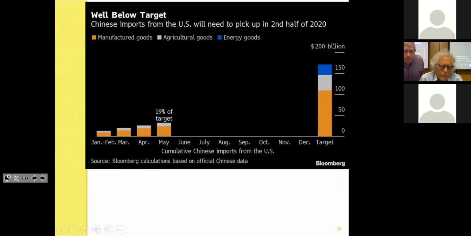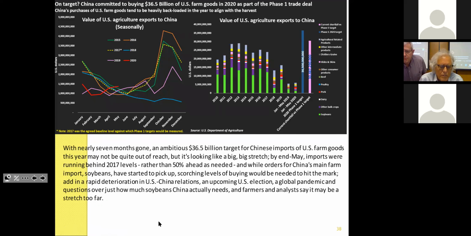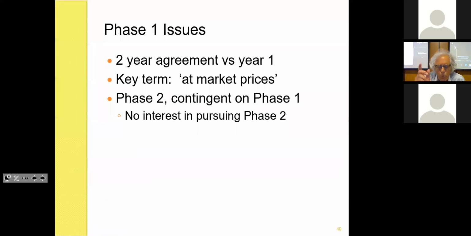And he was suggesting they would probably not be making it, considering the rapid deterioration of US-China relations, the upcoming US election, global pandemic, and everything else. The most important, and Frayne didn't mention these yesterday, this is a 2-year agreement, not a 1-year agreement. There's a term also in the trade agreement that China has to buy that amount at market prices. So long as the US is competitive relative to the market, then they should be buying that amount. Now, in the case of soybeans, until recently, the US has not been at market competitive prices.